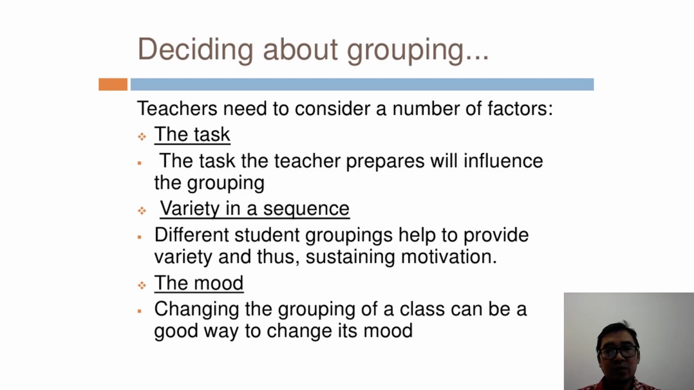And also the mood. Changing the grouping of a class can be a good way to change its mood. So for example, you can move from a large group into pair work. This is a way of making students change their mood. But if we just have the same group from time to time, I think the students' mood will be down, of course.